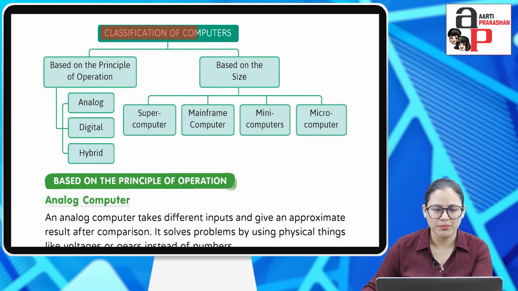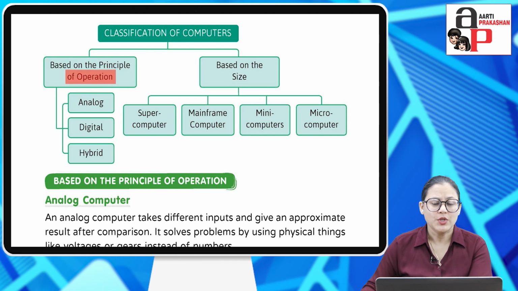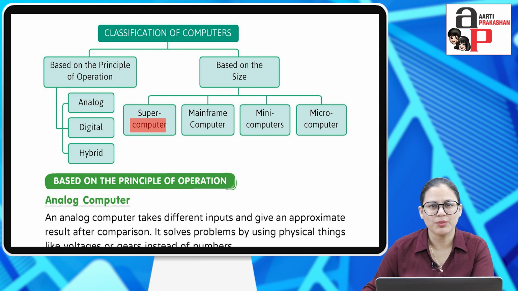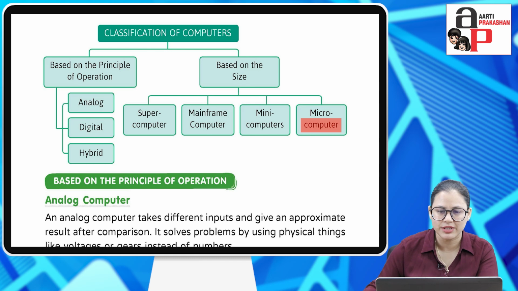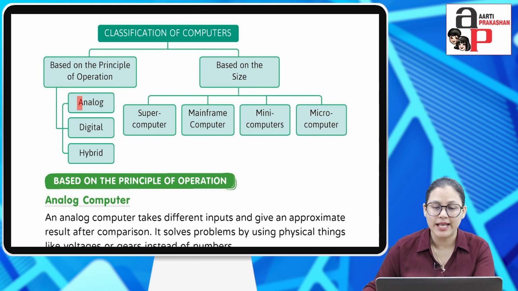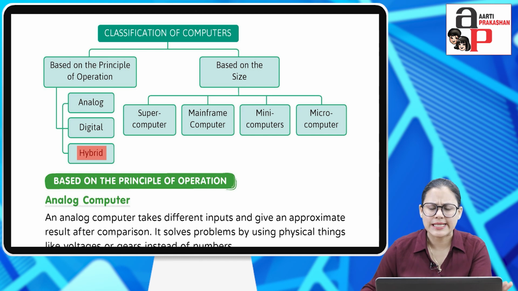So, classification of computers. There are two categories. One is based on the size and one is based on the principle of operation. Based on the size, computers are characterized as supercomputer, mainframe computer, minicomputer, and microcomputer. And on the basis of principle of operation, computers are classified as analog computer, digital computer and hybrid computer. Okay, now let's learn about all these in detail.